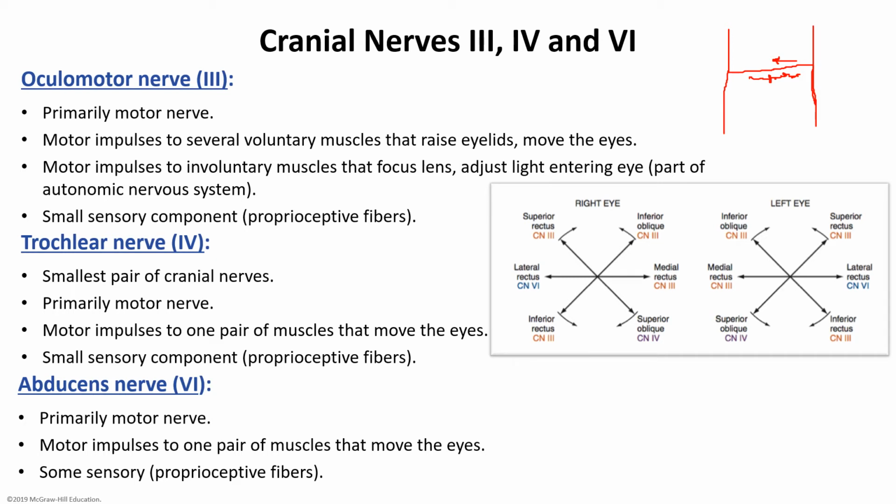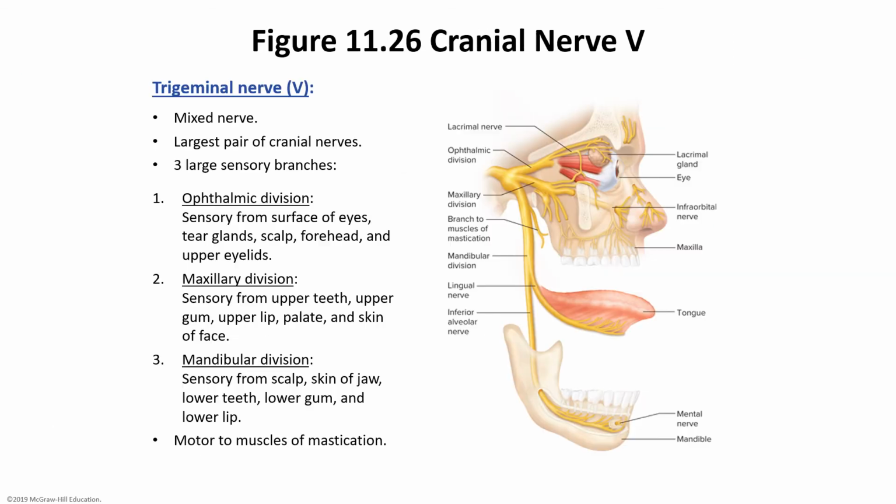So these 3 work as a package group. Cranial nerve 5 actually works as kind of a package group with cranial nerve 7, we'll see in just a minute. But cranial nerve 5 is called the trigeminal nerve. And as soon as you see something with the word tri in front of it, you should have an idea that there's probably 3 parts to it, and there is on this.